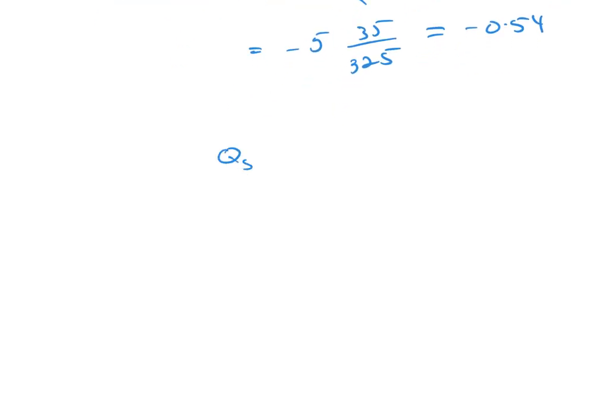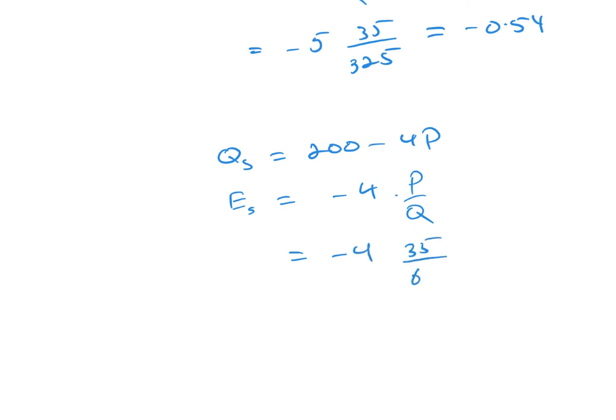We're told that the demand for students is 200 minus 4p. So elasticity of demand for students would be again minus b, which is minus 4 times p over q, and our price is still 35 and our quantity is 60. So if we do this math, we find that the elasticity of demand for students is minus 2.33.